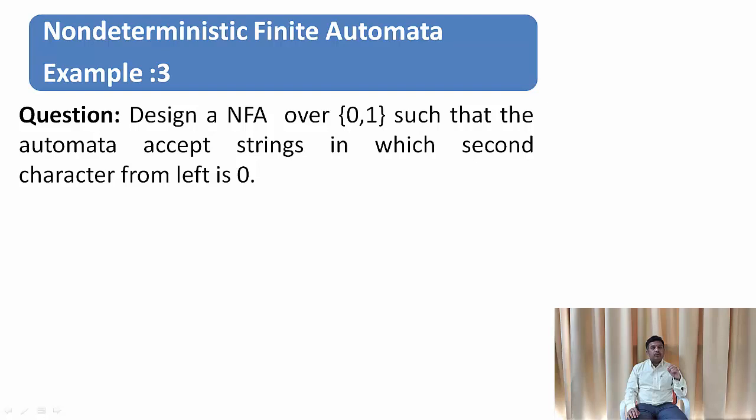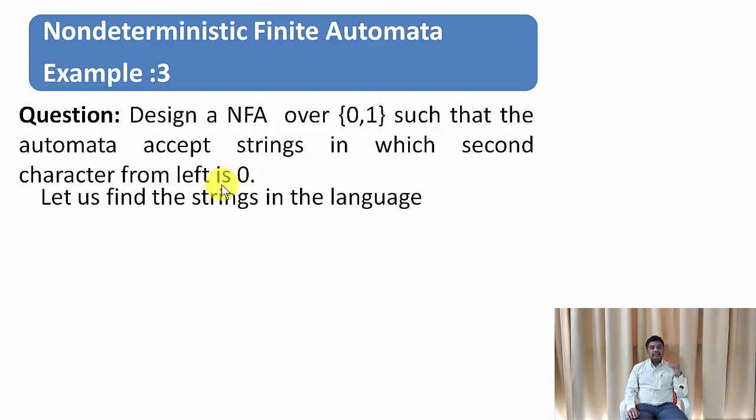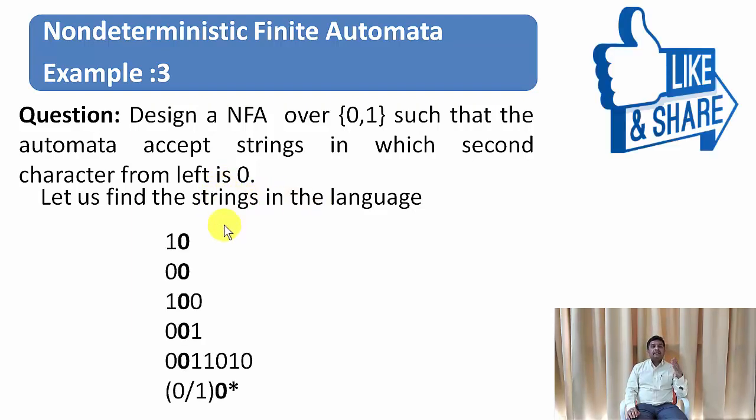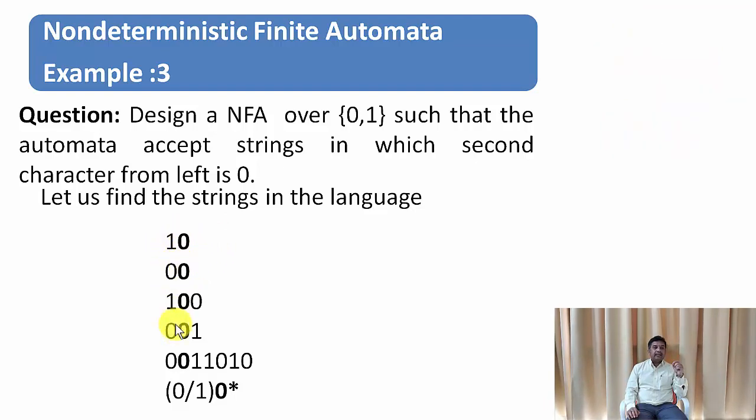Let us discuss one more example. Design an NFA over 0 and 1 such that the automaton accepts strings in which the second character from the left is 0. Let us see the strings that are accepted in this language. Second character from the left. The first character may be 1, the first character may be 0, but the second needs to be 0. So the first character can be 0 or 1, the second character will be 0, and after that anything may appear.